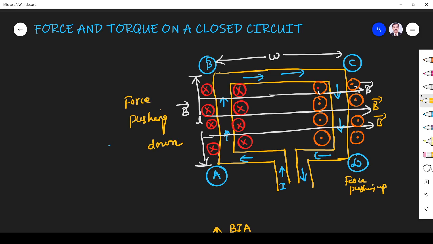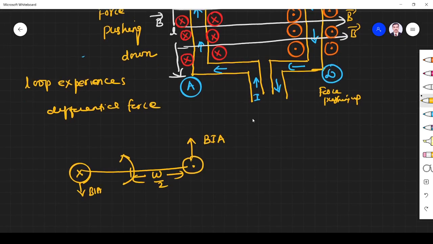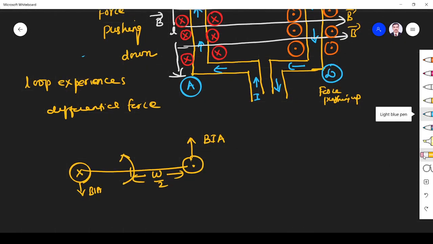Now when we keep this loop in the magnetic field, the loop will experience differential force. Why does it experience differential force? Let us see. Current flows in this direction, here from A to B, in arm AB. Let me erase this first, then I will explain.